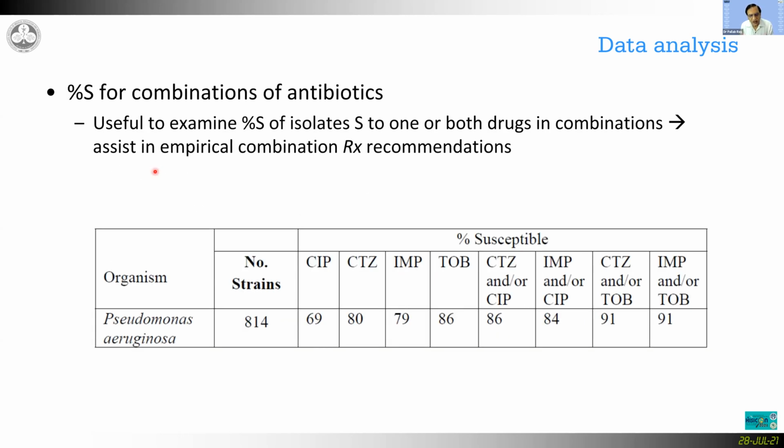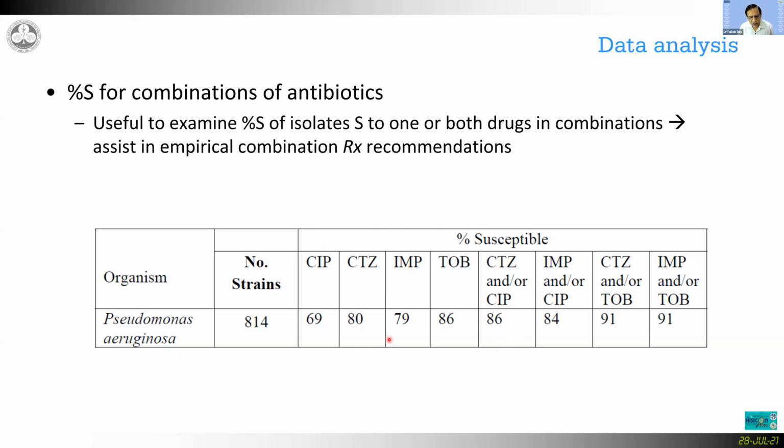We always try to give the percent susceptible to single antibiotics. It's sometimes useful to examine the percent of isolates sensitive to one or both the drugs in combinations. This will assist in empirical combination therapeutic recommendations. For example, I give you an example here. Pseudomonas aeruginosa, somebody has tested 814 strains, 69% susceptible to ciprofloxacin, 80% ceftazidime, 79% imipenem, 86% tobramycin.